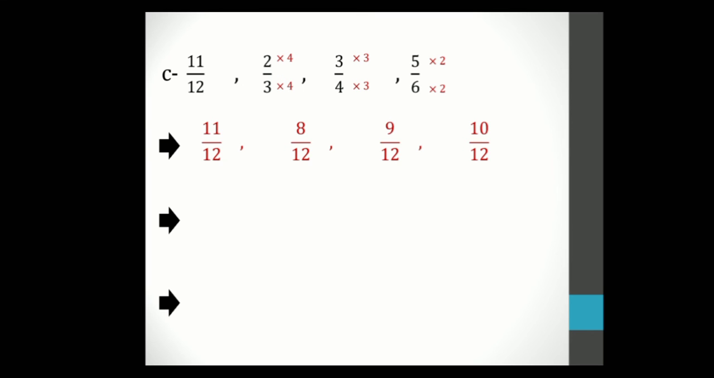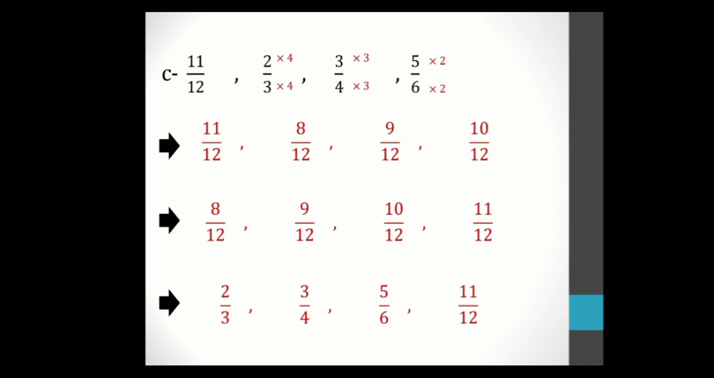Now I have similar denominators. So the smallest fraction will be 8 over 12 and then 9 over 12, 10 over 12 and 11 over 12. And then write the fractions as they were. So I take 8 over 12 and write 2 over 3, 9 over 12 meaning 3 over 4, 10 over 12 meaning 5 over 6 and 11 over 12 as it is.